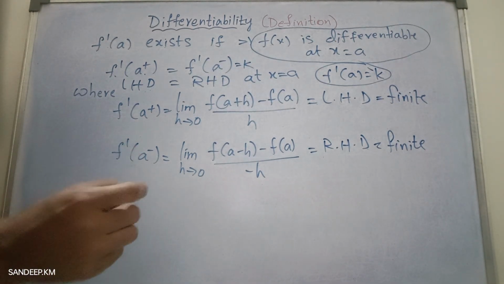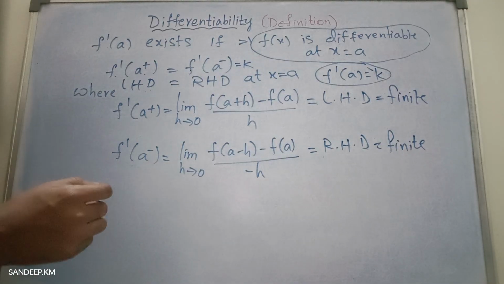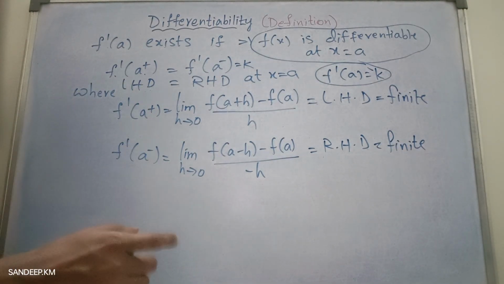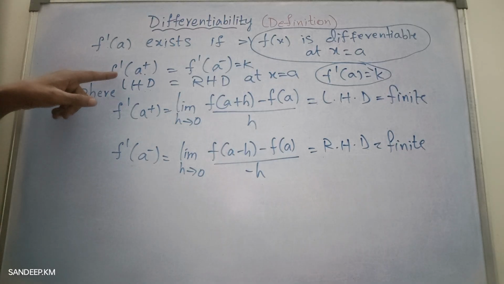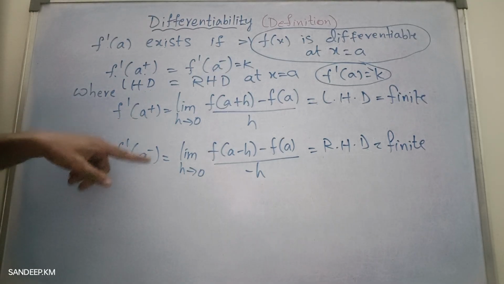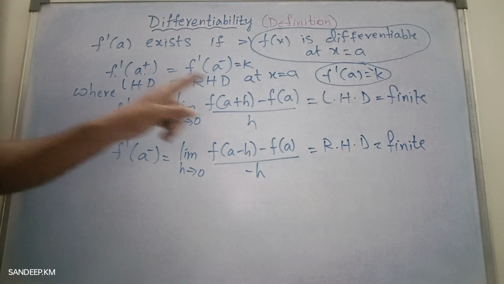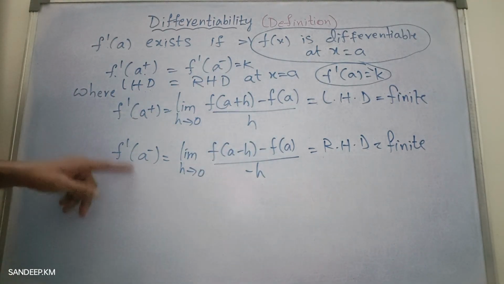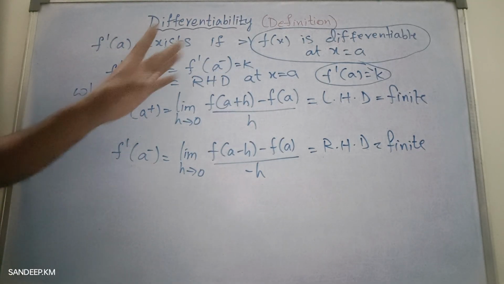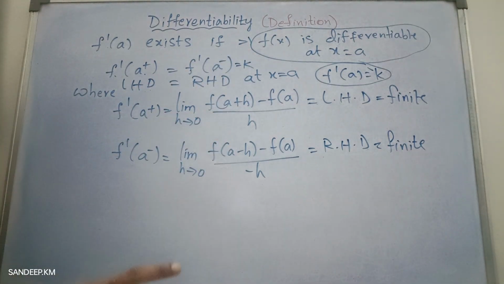Remember this while solving problems. If they are asking us to check whether the function is differentiable at x equal to a particular number or not, we will find the left hand differentiability, we will find the right hand differentiability, and we will check whether both answers are finite and whether both are equal. If both are equal and finite, then we say that f'(a) exists and therefore the function is differentiable at that particular point.